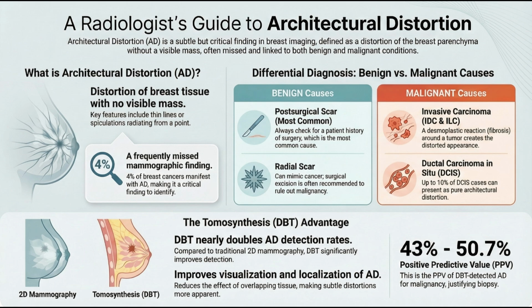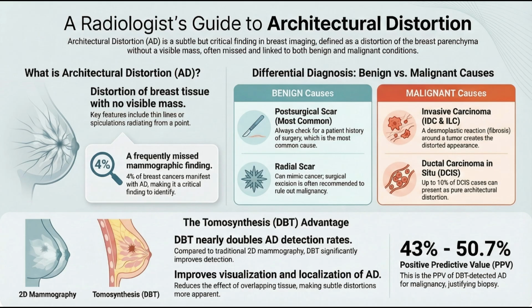Precisely. But, and this is a huge but, there's a critical exception, and it's what makes this so challenging. The single most common cause of architectural distortion is something completely benign. Which is? A post-surgical scar. Okay, so how does it work clinically? If a patient has a known history of surgery, how does that change the whole assessment? Well, if the patient has a confirmed history of surgery or trauma in that exact spot, and we can see the finding is stable over time, then we can typically call it a benign BI-RADS 2. It's just scar tissue doing what scar tissue does, pulling on its environment.